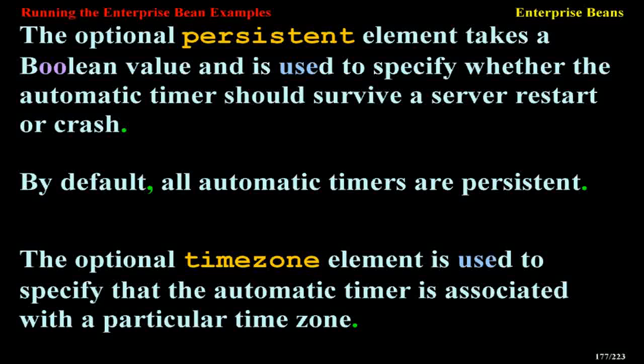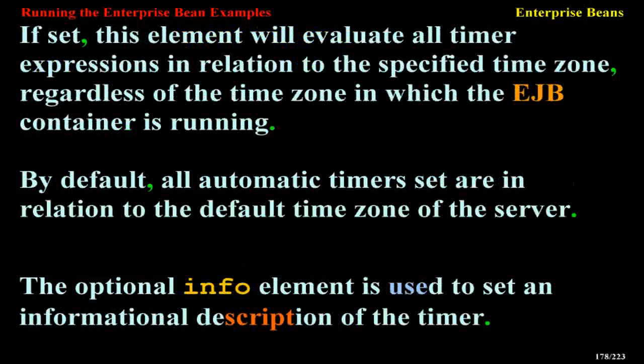The optional timezone element is used to specify that the automatic timer is associated with a particular time zone. If set, this element will evaluate all timer expressions in relation to the specified time zone, regardless of the time zone in which the EJB container is running. By default, all automatic timers are set in relation to the default time zone of the server. The optional info element is used to set an informational description of the timer.